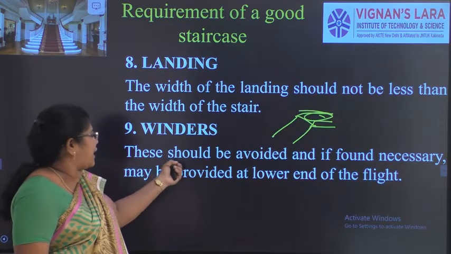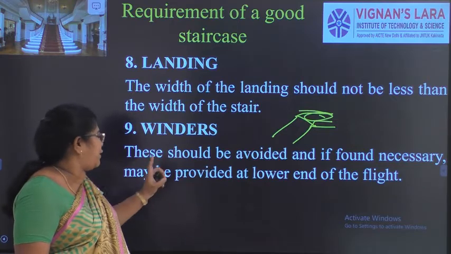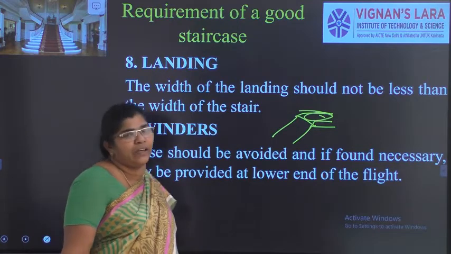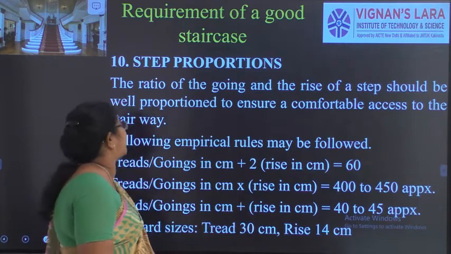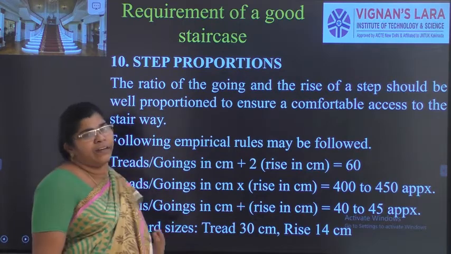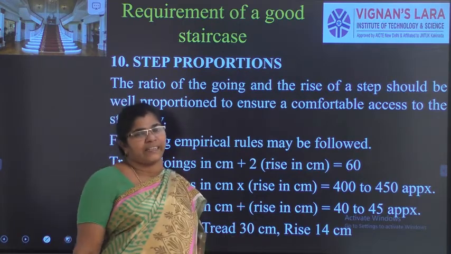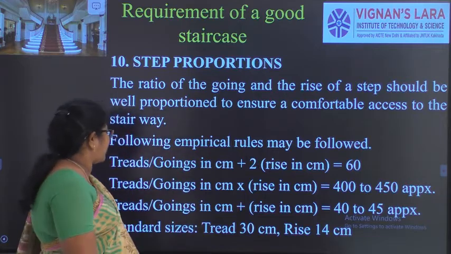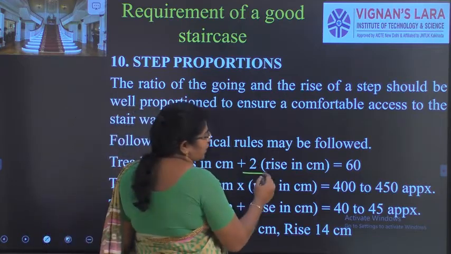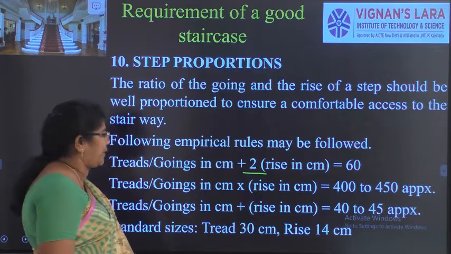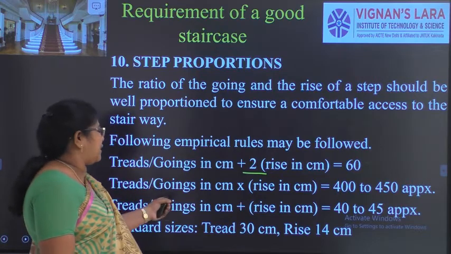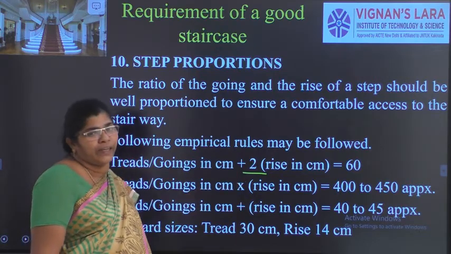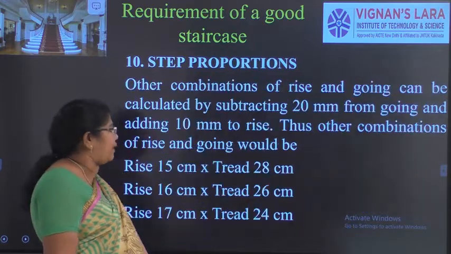These should be avoided, and if found necessary, may be provided at the lower end of the flight. So the proportions of the steps in a staircase are very necessary. For example, for plus or minus 2 degrees, the rise can be 60 centimeters and the thread, that is 400 to 450 centimeters approximately, can go.